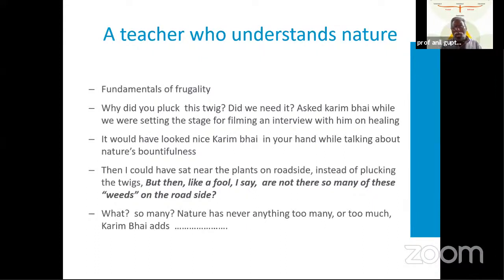And like a fool, I said, there are so many, these were roadside plants growing profusely on the roadside. And like a fool, though I'm a student of ecology, I'm a student of biology, I should have known better, but I did not at that moment. And I said, there are so many of these on the roadside. So what if we took a small branch? He said, what did you say? So many? Nature has never too many. Every single plant or a blade of grass has its place. You should have told me, I would have sat near the plant and held it in my hand.